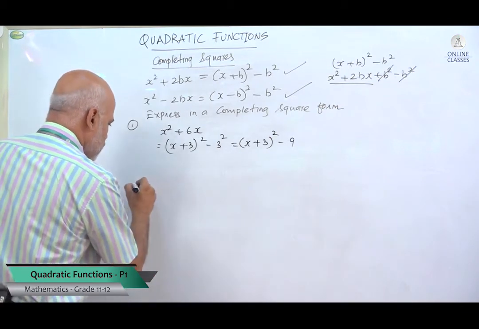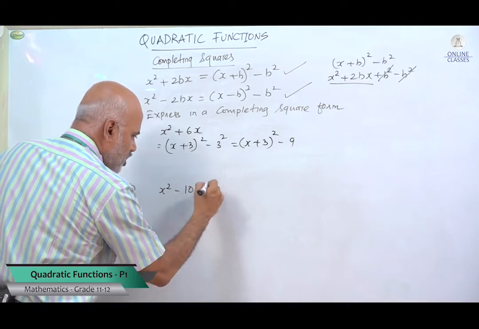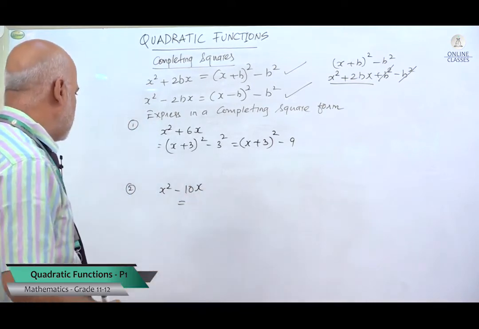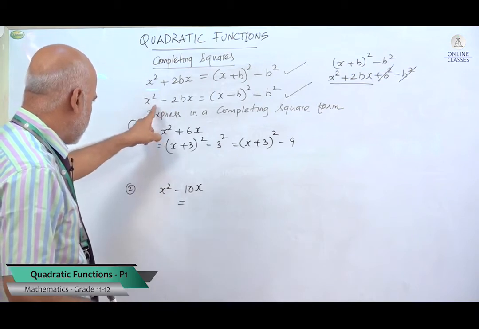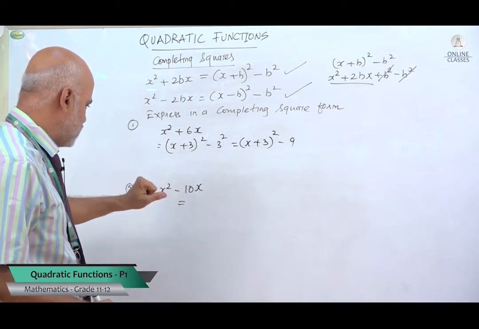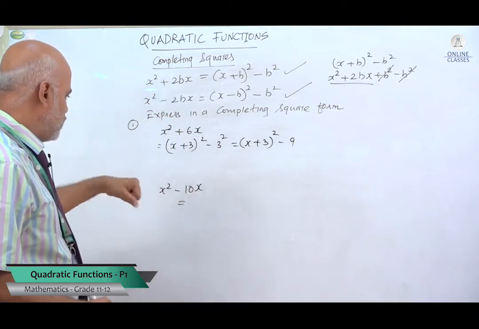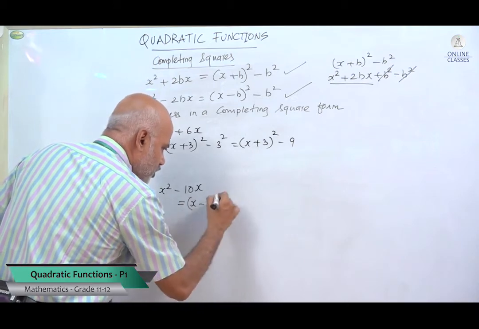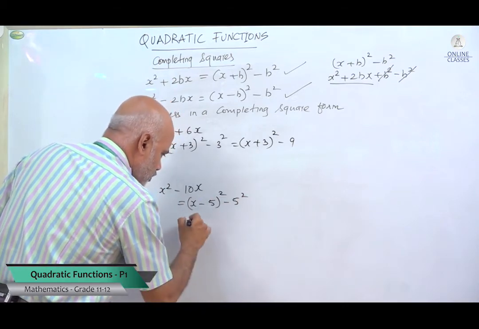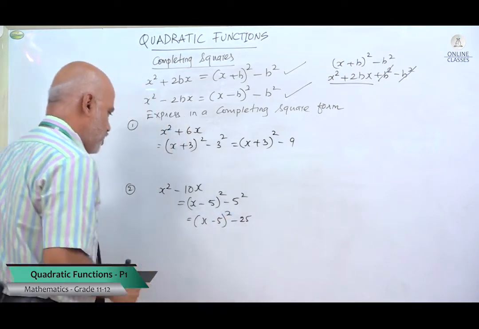Next, second question, x square minus 10x. How can I do the completing square for this? Same way, this is the second format, right? Because it is minus 2bx, here minus 10x. So 2b is 10, so b would be 10 by 2, 5. So x minus 5 the whole square minus 5 square, minus 25.